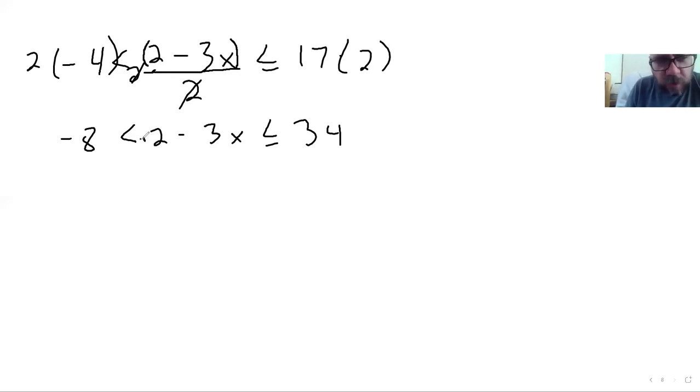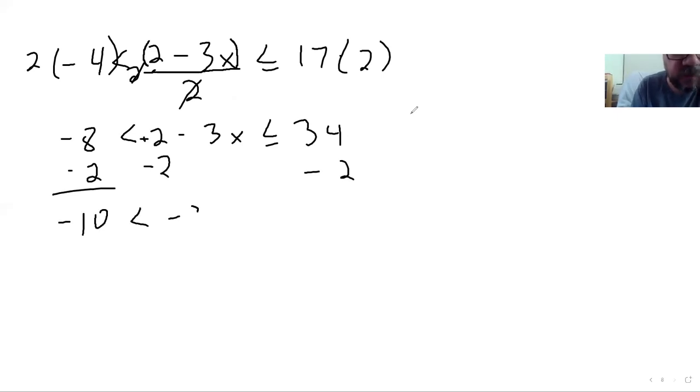The thing to remember about minus signs like this is that they're really on the thing after them. This minus is not on this 2. This 2 is a plus. The minus is on the 3x, which will be relevant in just a second. So to get rid of this plus 2, I'm going to subtract 2 from everything, right? From all three sides. -2, -2. Minus 10, less than, minus 3x, less than or equal to 32.